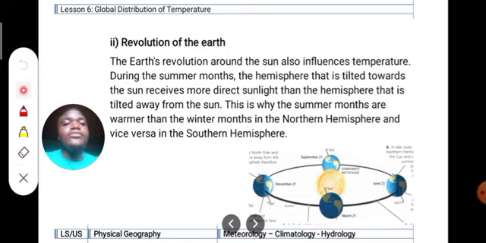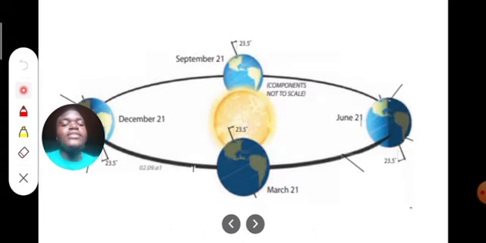During the summer months, the hemisphere that is tilted towards the sun receives more direct sunlight than the hemisphere that is tilted away from the sun. This is why the summer months are warmer than the winter months in the northern hemisphere and vice versa in the southern hemisphere. This can be explained better using this diagram, which we shall elaborate on in the following slide.